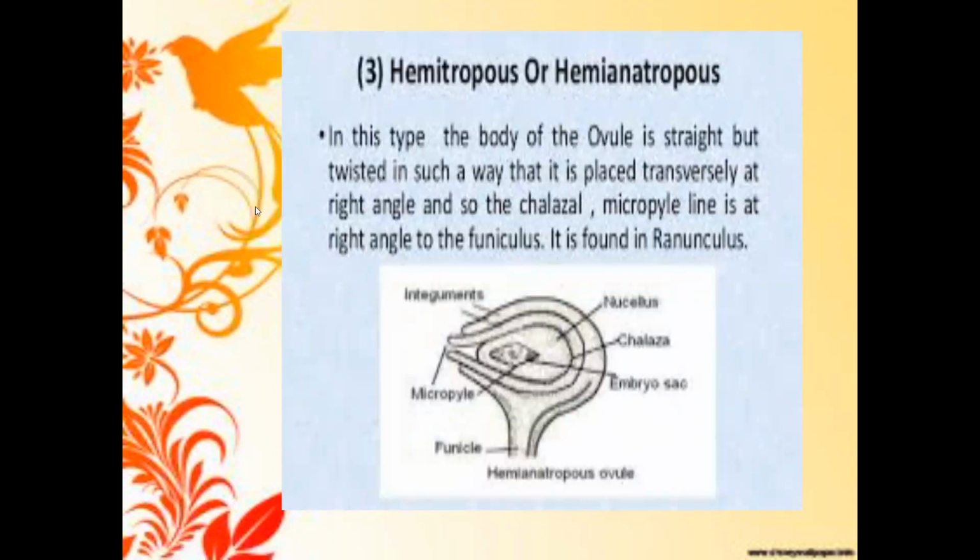And the next one is the third one, the hemianatropous ovule. In this type, the body of the ovule is placed at a right angle to the funicle. So the body of the ovule is straight, but it twists. The next is the campylotropous ovule.